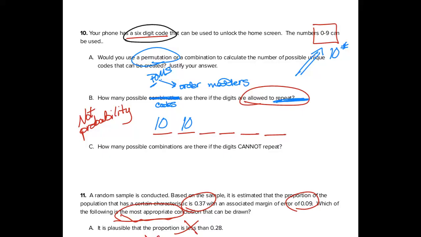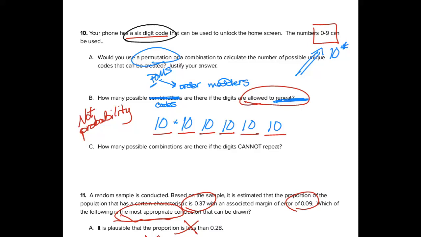No, Antonio, not 6. 10. So the 10 for the next one, 10. Our code could be 999999 because they are allowed to repeat. Okay? That's okay. That's all right. That's why we are still learning.